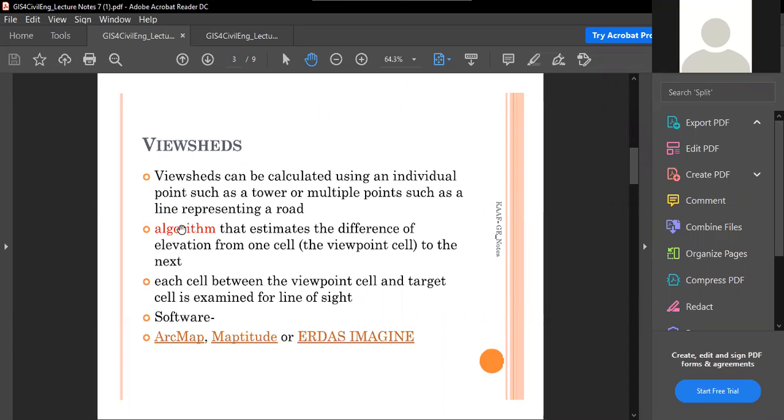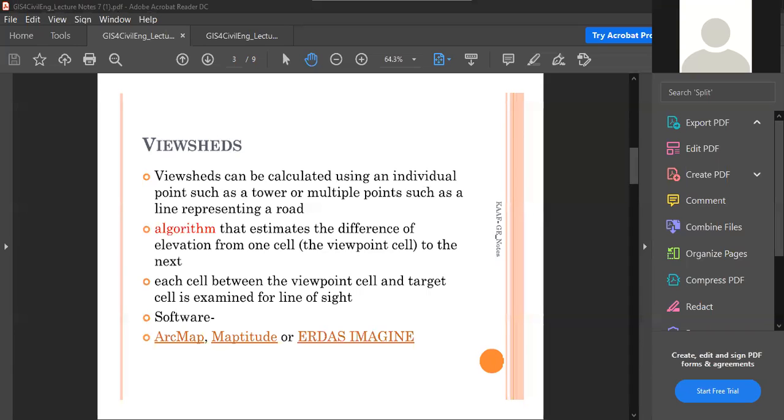So the algorithm estimates the difference of elevation from one cell to the next, for each cell between the viewpoint cell and the target cell. And that process is also known as the line of sight analysis. So viewshed analysis is also known as what? Line of sight analysis.